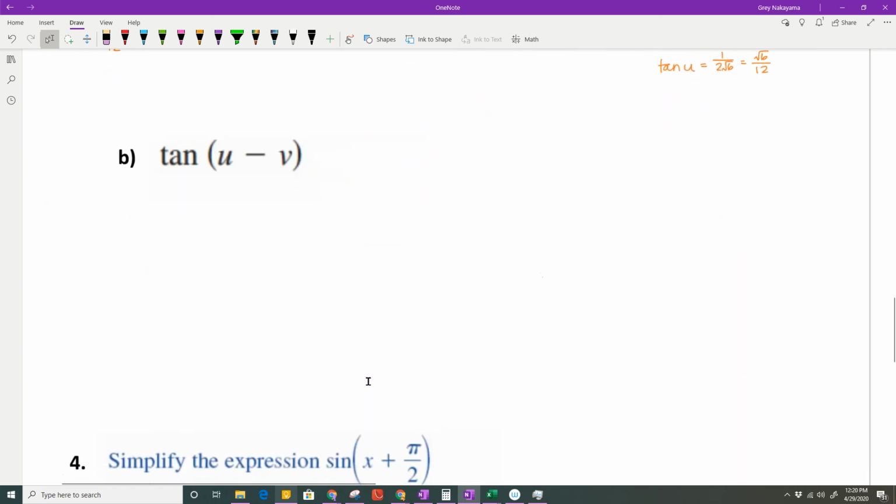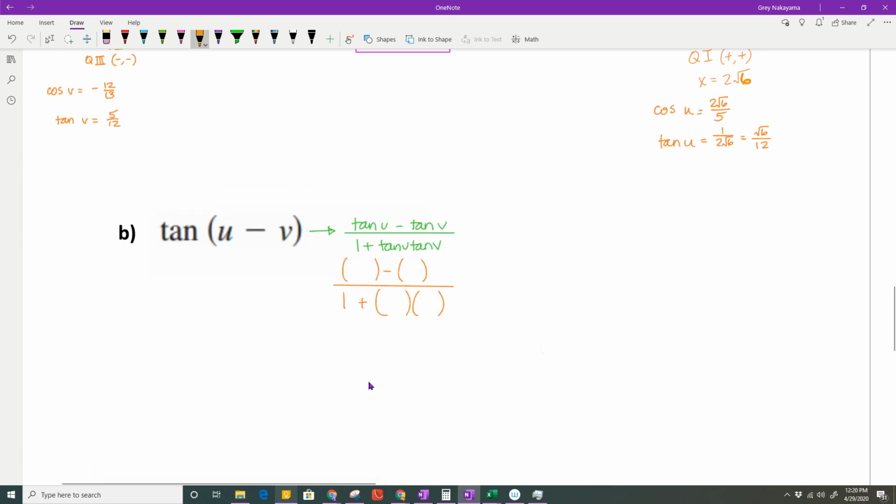And so what is the next step? Again, no pink because I don't have any numbers I'm trying to figure out from the unit circle. So my green is applying the formula. That is my tangent difference formula. Okay. And then my orange is going to be setting up my evaluation. Okay. Let me go up a little bit so I can see tangent of v. So tangent of u from top right is square root of 6 over 12. Tangent of v is 5 over 12. And I put the same thing down there.